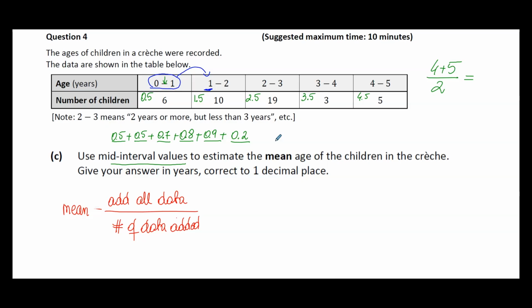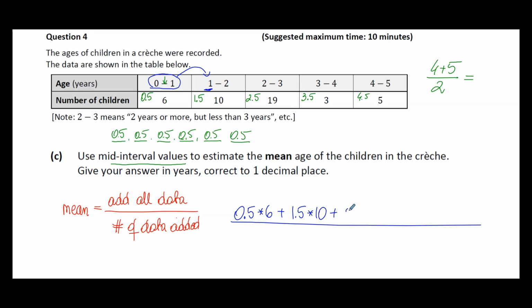So basically, what we are saying is that the 6 children that I have here, you know what, on average they are just in the middle, at 0.5. And then here we are saying that there are 10 of them, that is 1.5. And here 19 of them, 2.5. Now we can see that this calculation is not very accurate, isn't it? How do we do the calculation? So instead of writing 0.5 plus 0.5 plus 0.5, we can write 0.5 is 6 times, and 1.5 is 10 times, and 2.5 is 19 times, and 3.5 is 3 times, and 4.5 is 5 times.